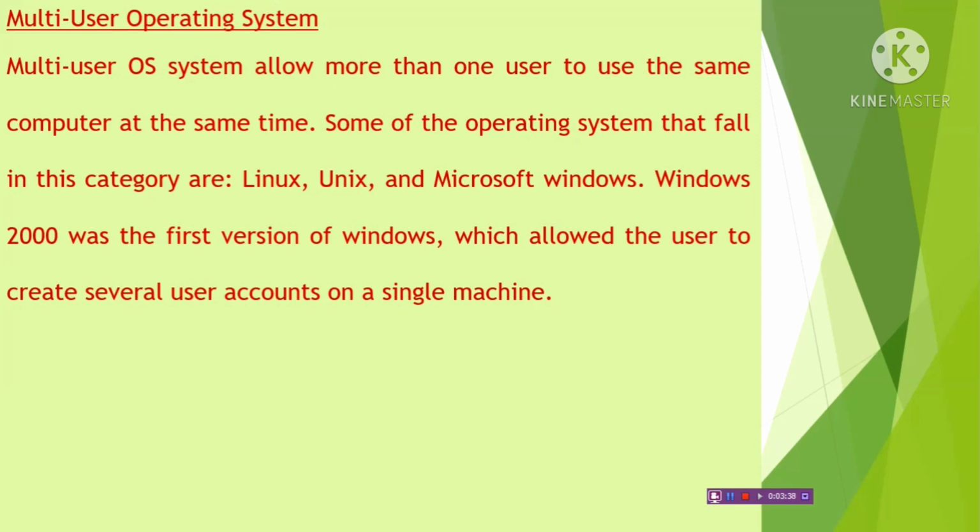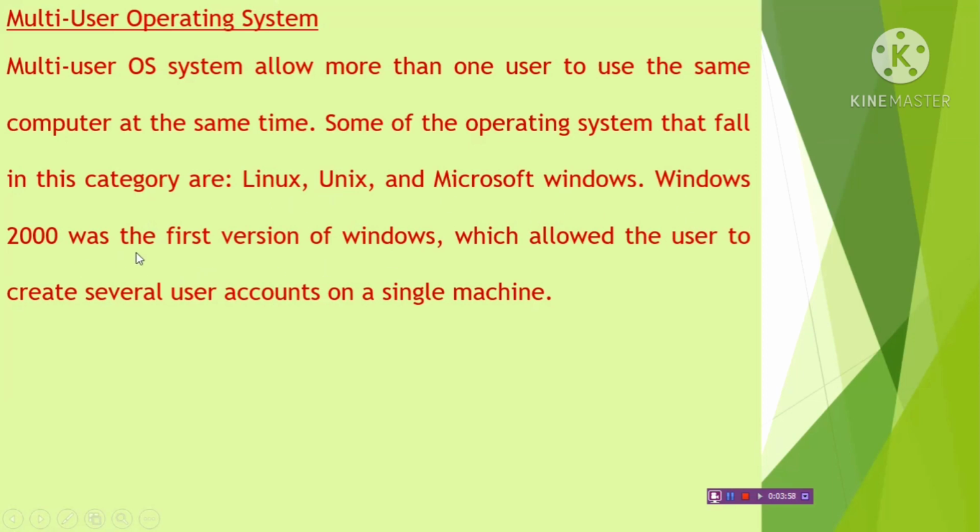So Windows 10 and 7 are multi-user operating systems. A multi-user operating system allows more than one user to use the same computer at the same time. Some of the operating systems that fall in this category are Linux, Unix, and Microsoft Windows.